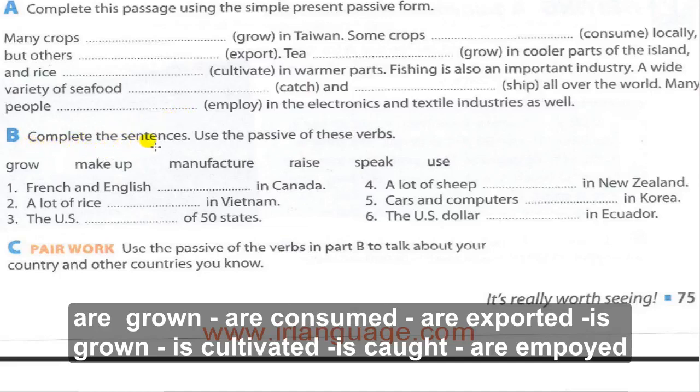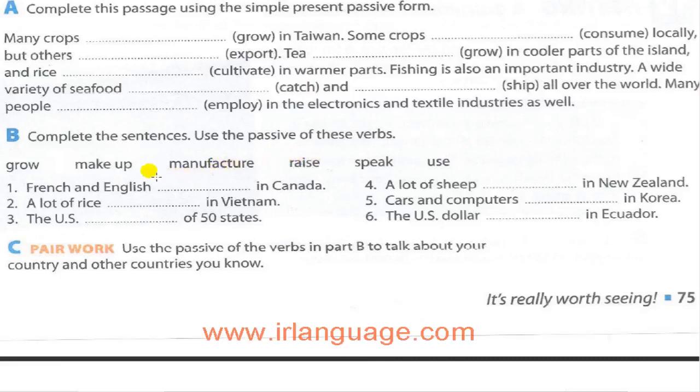B. Complete the sentences. Use the passive of these verbs. Here we have different verbs: grow, make up, manufacture, raise, speak, use. We manufacture cars, appliances, electronics; we raise animals or people. Now, choose the verb, write the verb here, and put the verb in passive. Make it PP, past participle. French and English in Canada. French and English are languages, so I need the verb speak.